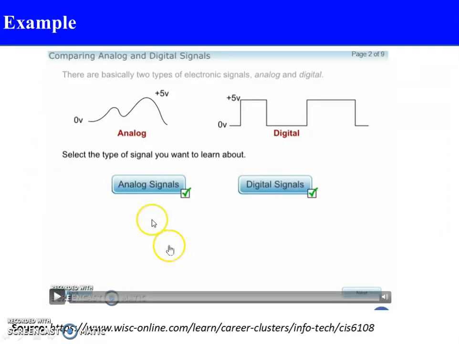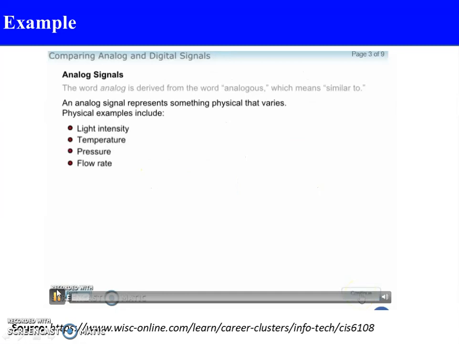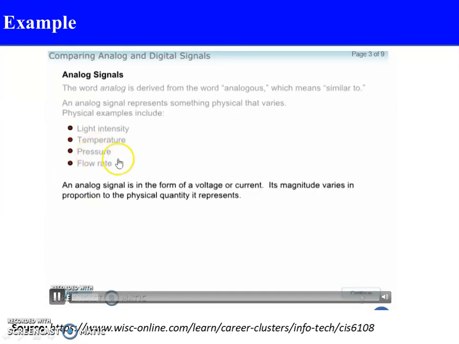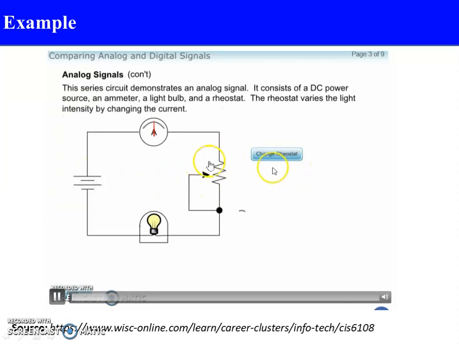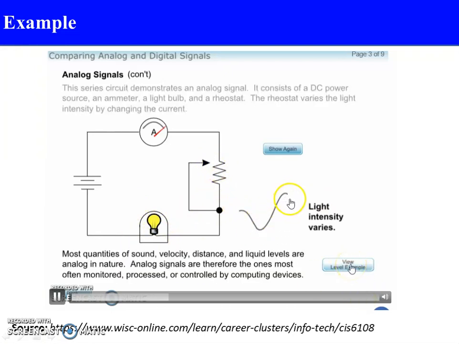Now let's see this video for the explanation of analog and digital signals with some basic examples. Analog signals include light intensity, temperature, pressure and flow rate. For example, a rheostat is given. Now change the value of the rheostat. If you change the value of the rheostat, the current changes accordingly and the light intensity also varies. So by changing the rheostat, at every time instant there is a change in the light intensity.